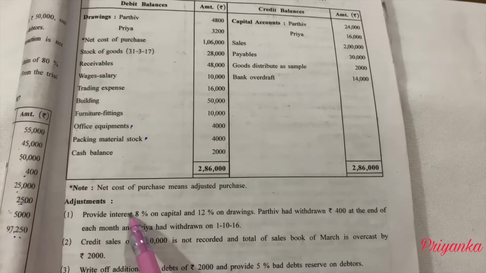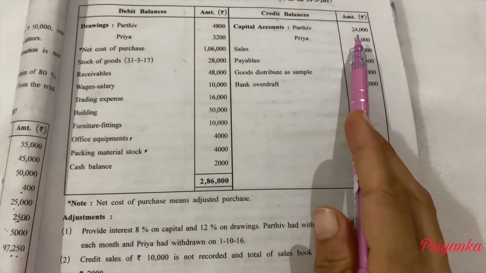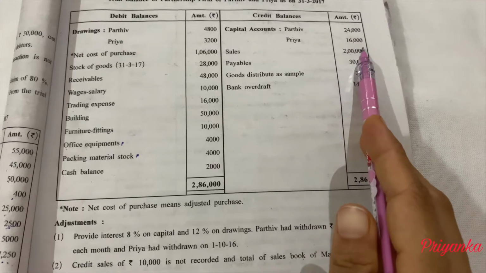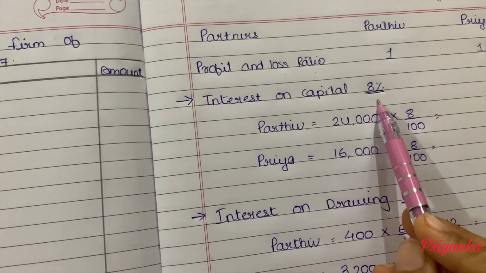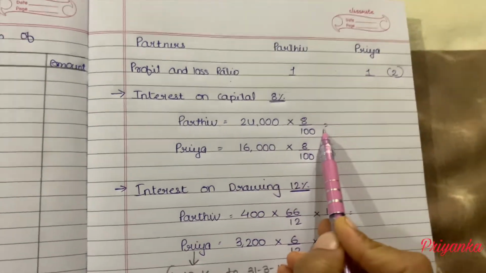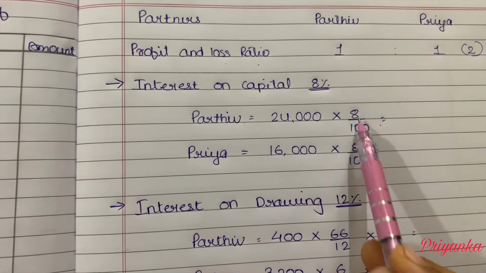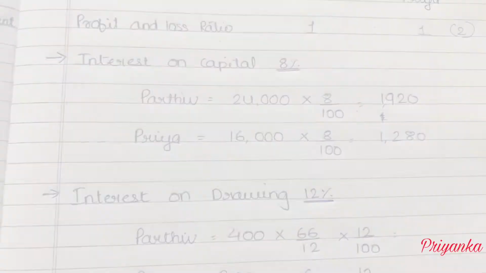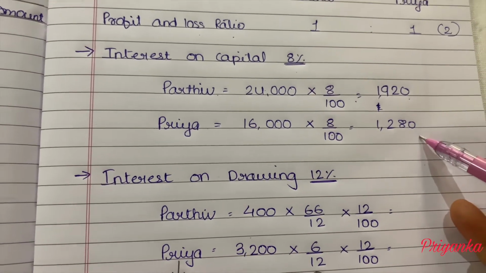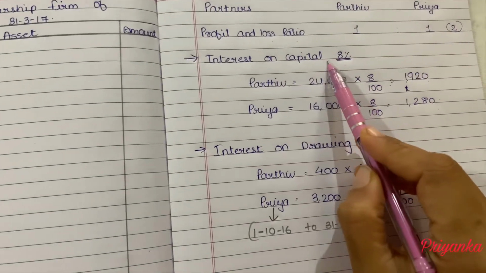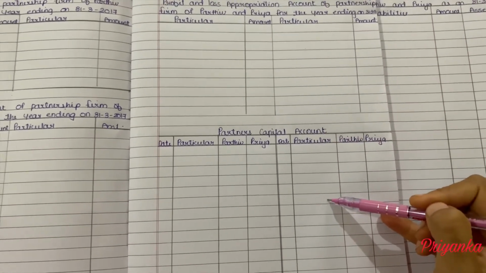Now before this, first we'll calculate the 8% interest on capital. How much capital is given? 24,000 and 16,000. Take the calculation like this. Interest on capital 8%. No date has been mentioned, so here we are not going to calculate by any date. Just take the capital of the partner with the percentage and calculate. On capital, here I found the amount for Parthiv and for Priya. Take it as it has been calculated for the partners, to the profit and loss appropriation account and the partners' capital account.